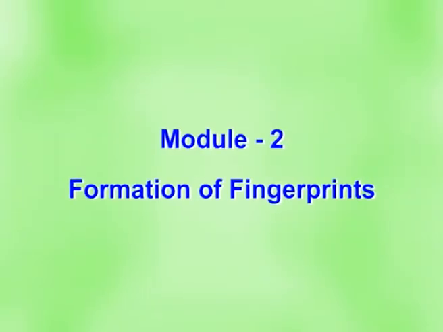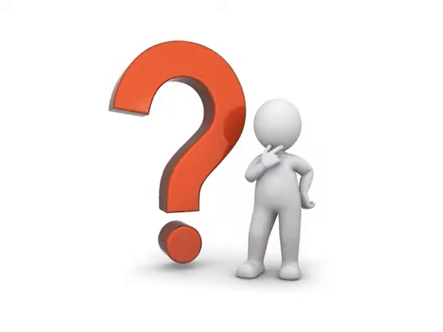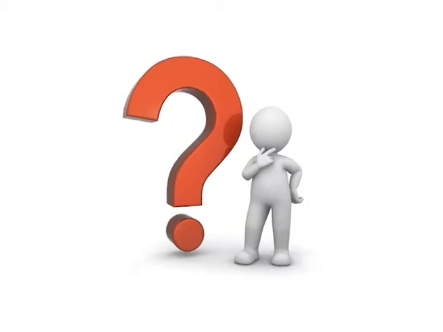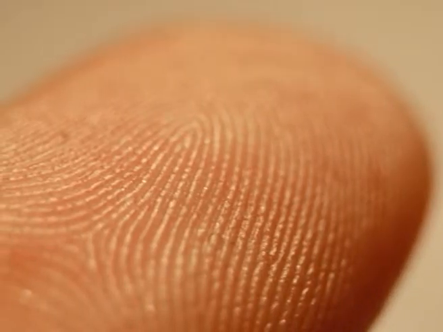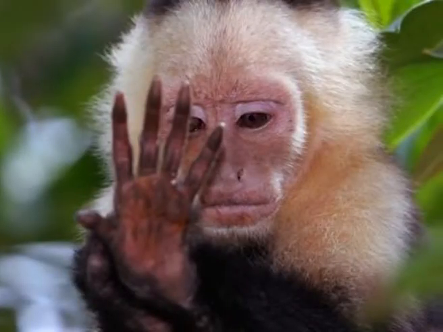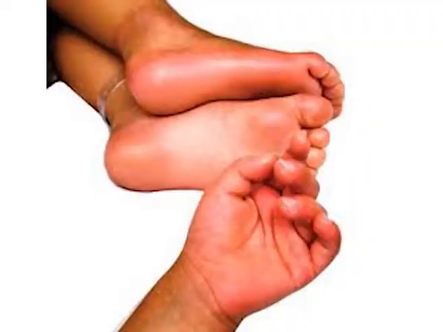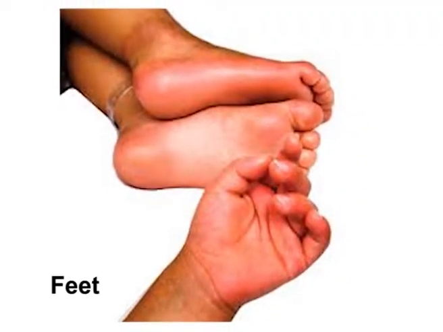Let us begin Module 2, Formation of Fingerprints. Firstly, what is a fingerprint? A fingerprint is a series of ridges that create a pattern on our fingers and are also found in apes, monkeys, gorillas, etc. You can also find other prints on your feet and palms.